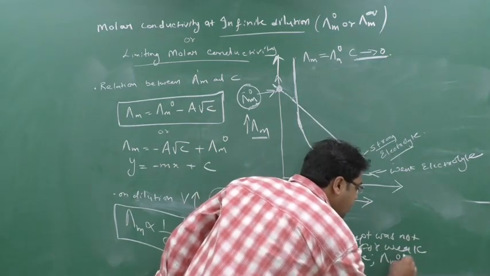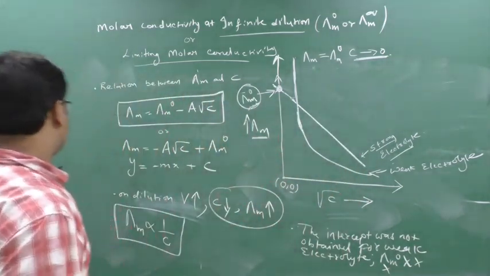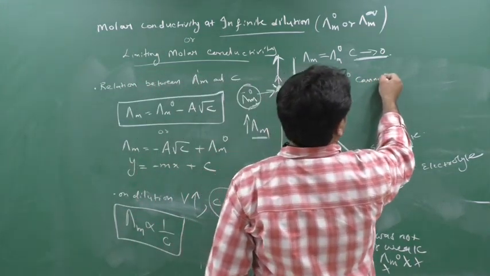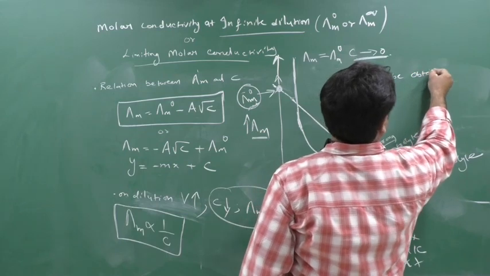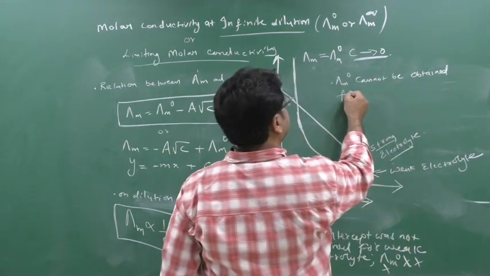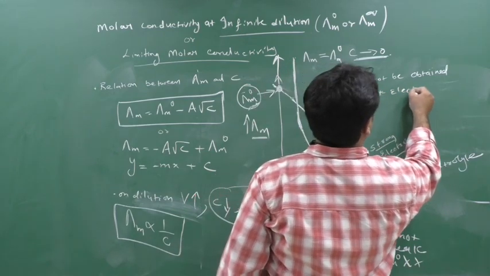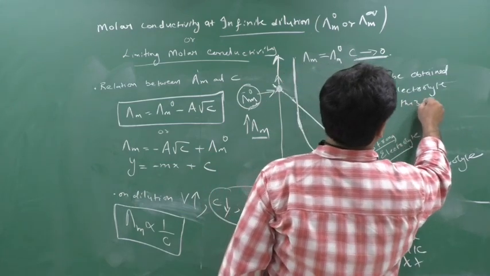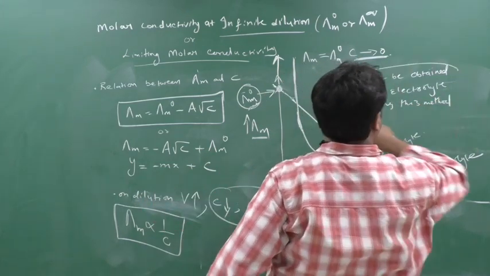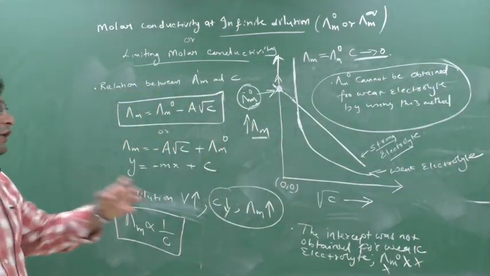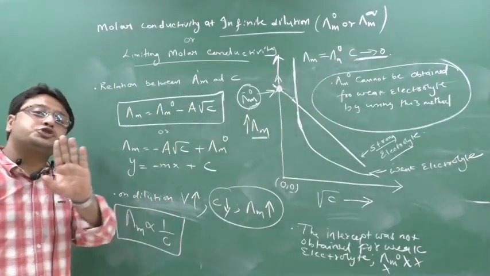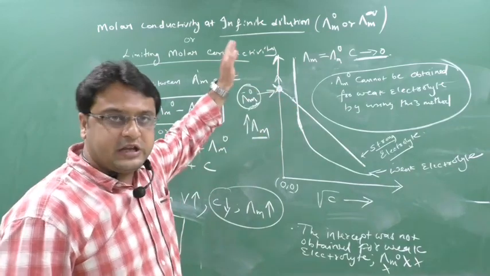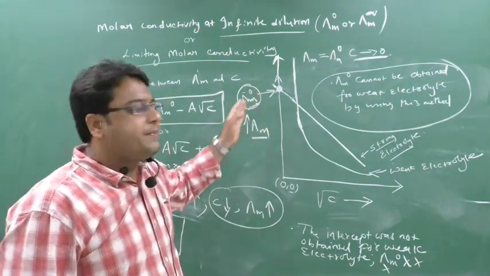Therefore lambda m naught cannot be obtained by this method. So the final conclusion is this, that lambda m naught cannot be obtained for weak electrolyte by using this method. Which method? This method. Means this method is only possible to give the lambda m naught value for strong electrolyte, because for strong electrolyte the graph is a straight line, and on extrapolating we obtain the intercept, and the intercept value itself gives the lambda m naught value.